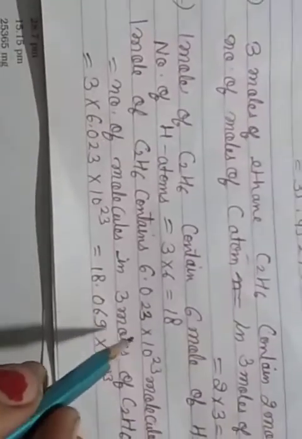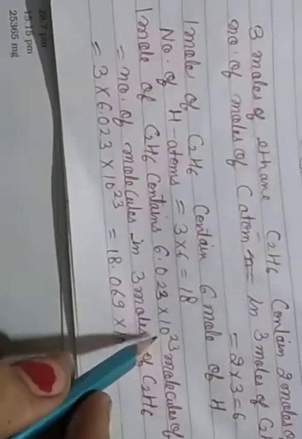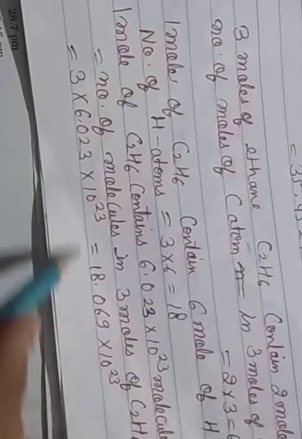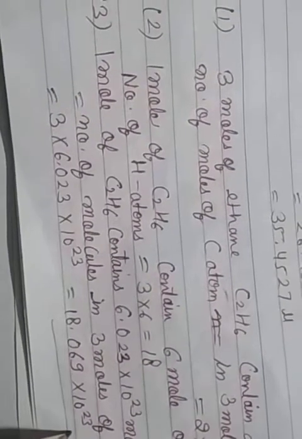Then the third question: the number of molecules of ethane, that is, how many ethane molecules. See, 1 mole of C2H6 contains the Avogadro number, 6.023 into 10 to the power 23 molecules of ethane. So the number of molecules in 3 moles is 3 multiplied by the Avogadro number. This value comes to 18.069 into 10 to the power 23.